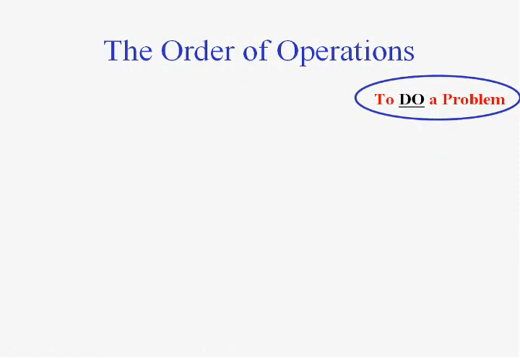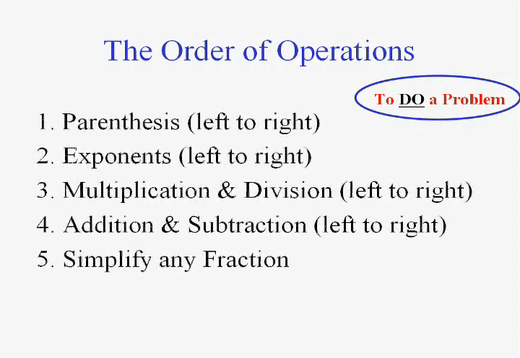Well, remember, we use the order of operations to do a problem. Remember the order of operations? The first thing we do is parentheses, and if there's more than one parentheses, we work left to right. Then we do exponents, and once again, left to right amongst ties. Then we do any multiplications and divisions. Now remember, you don't always do multiplication before division. It's just that if there's more than one, amongst multiplication and division, you'll work left to right. Same thing with addition and subtraction. And the last thing we do is simplify any fraction. Well, that's to do a problem. We're going to go in that order.